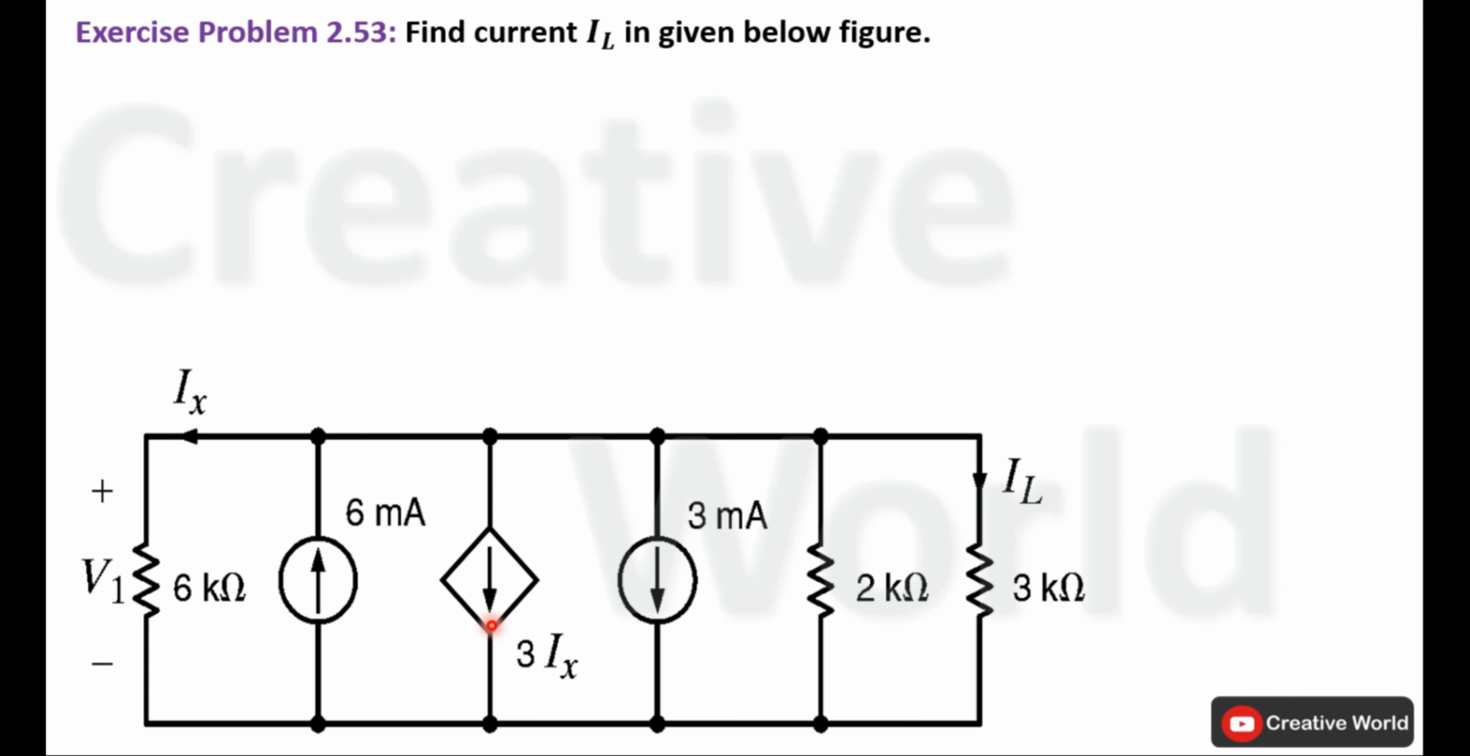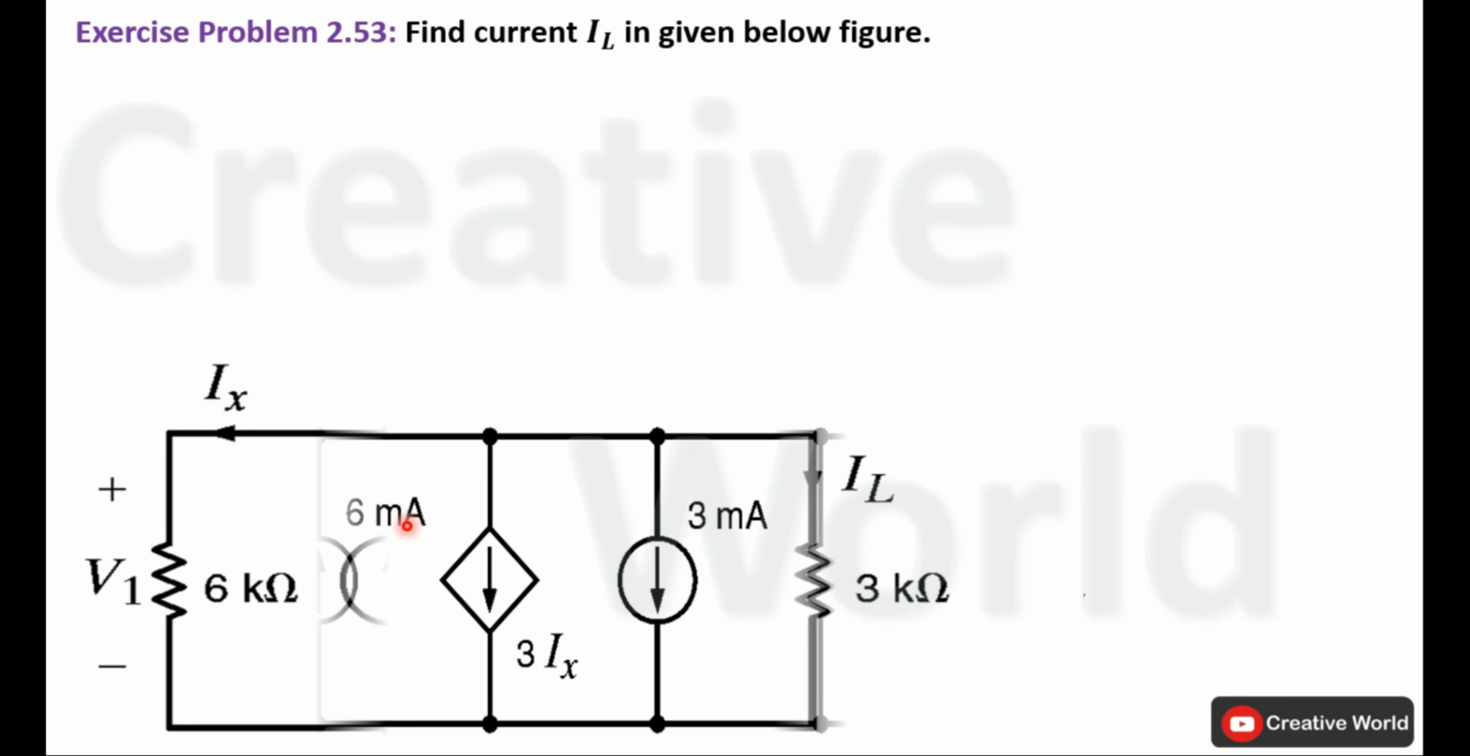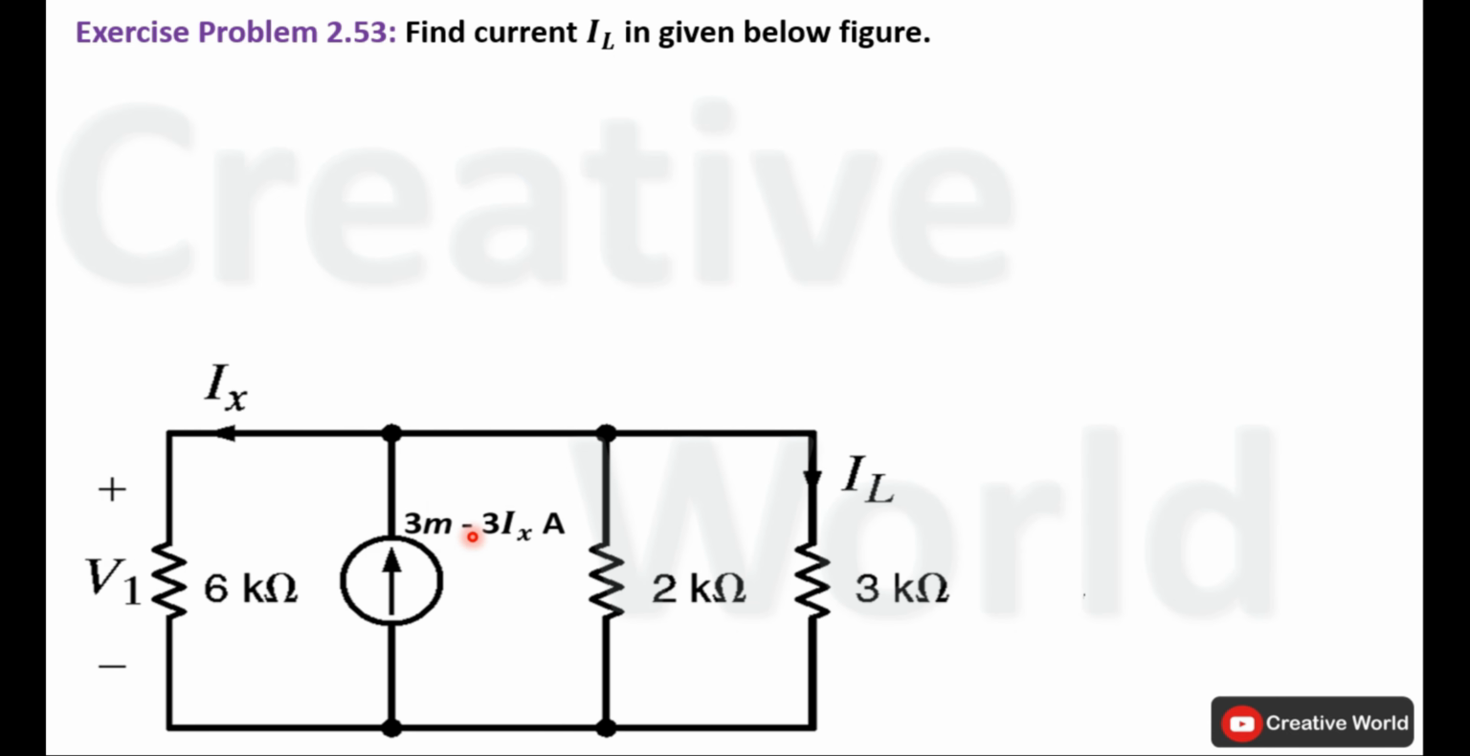This network contains 3 current sources. We will try to merge these together to form a single current source by subtracting 3 mA and 3 Ix from 6 mA because of opposite direction. The final current source will have the direction of upward entering this node, and its value will be 3 mA minus 3 Ix. This is the reduced form of the circuit by merging all current sources together.